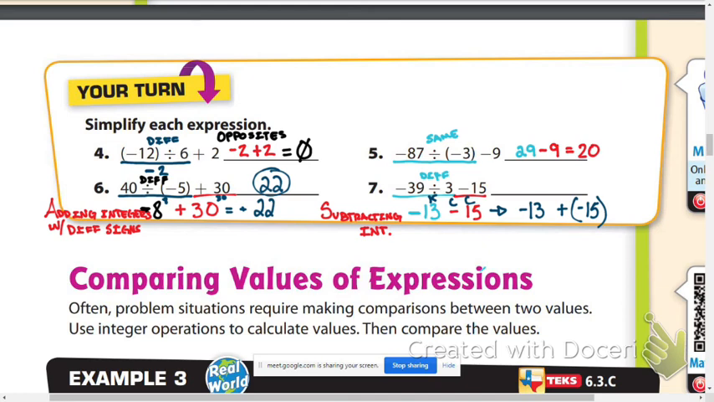So we're going to add them. What's 13 plus 15? 28. And we're going to keep the sign. What sign do they both have? Negative. So my answer becomes negative 28. Very good.